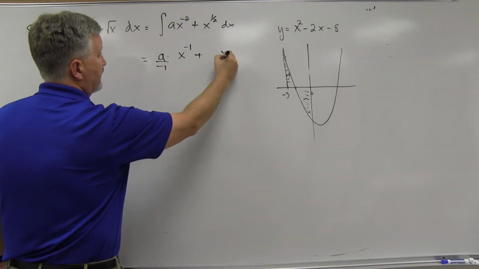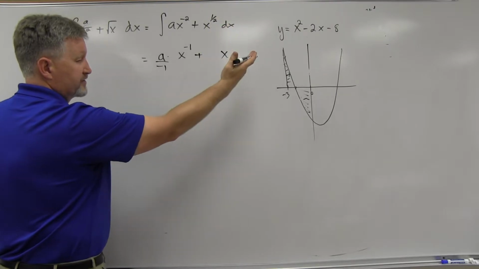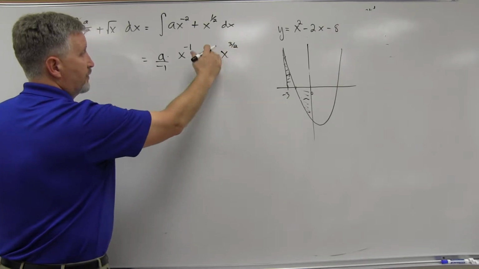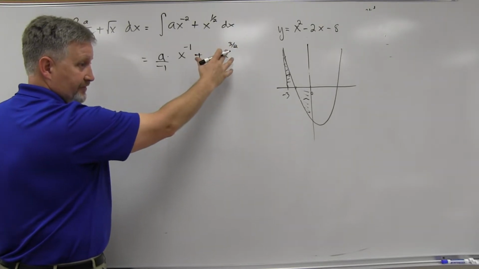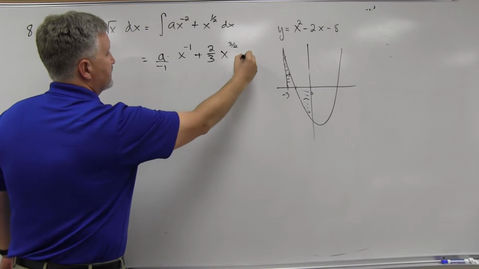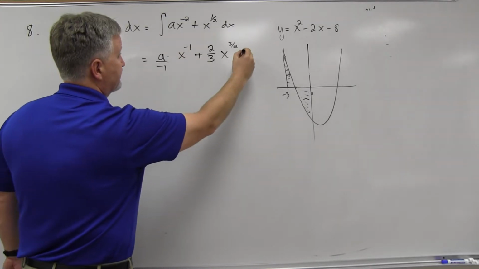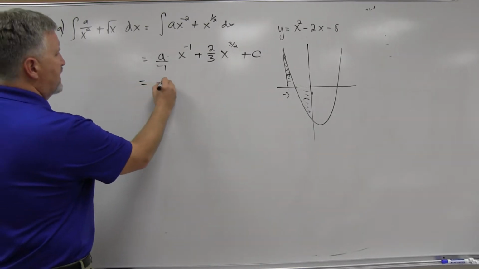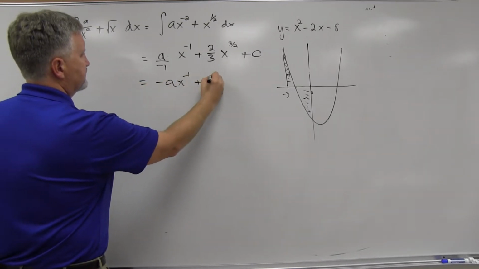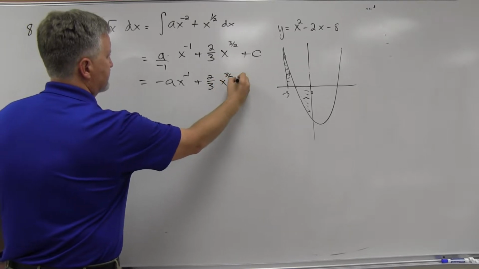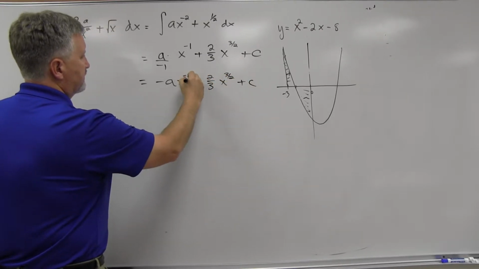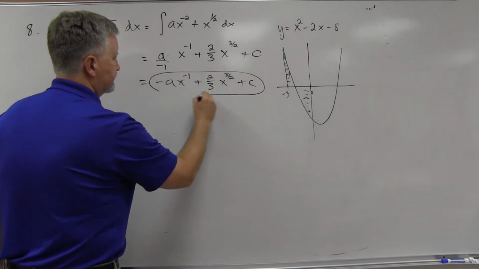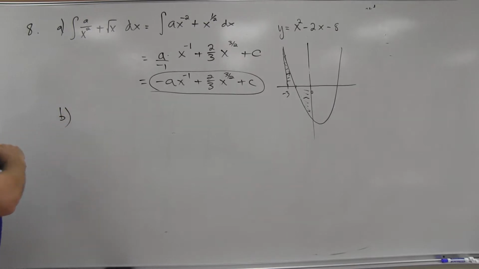Same thing here, we add 1 to the 1/2, 1/2 plus 1, 3/2. And then what's the number in front here? It's the reciprocal, right? 2/3. And this is an indefinite one, so on those we're still required to put the plus c. So minus a times x to the -1 plus 2/3 x to the 3/2 plus c, and you could write that as minus a over x, I guess, but that's okay. Is that okay? Question or concern?